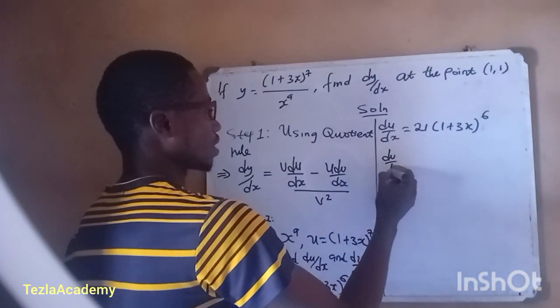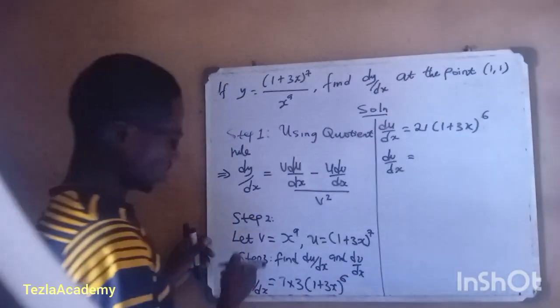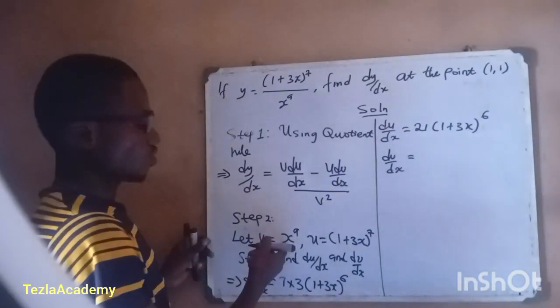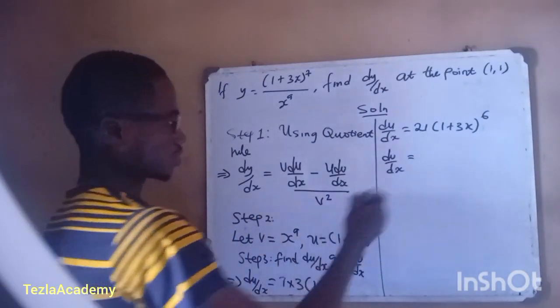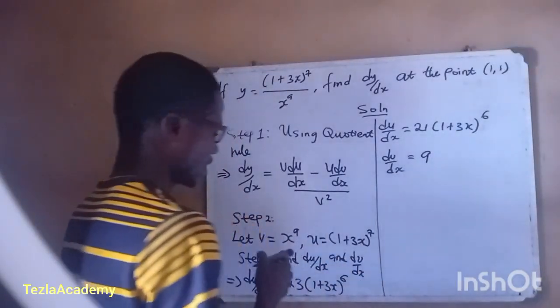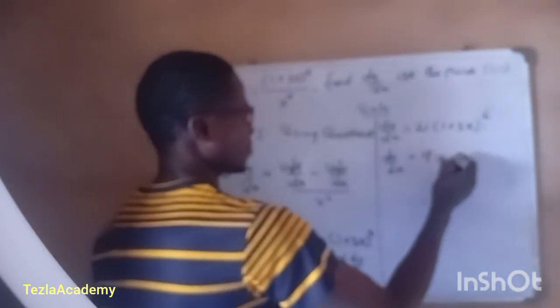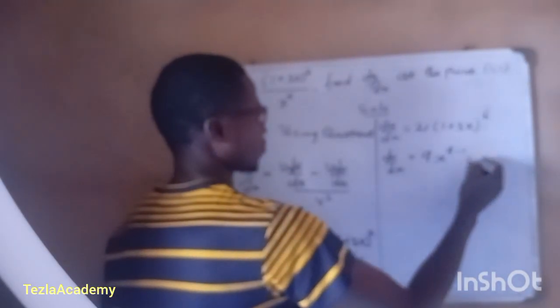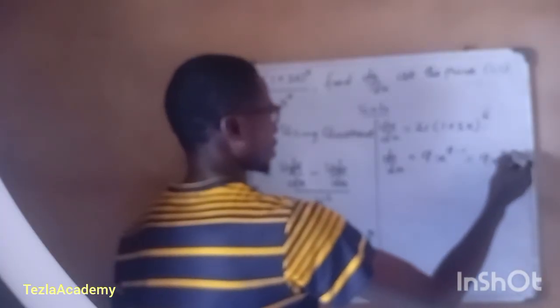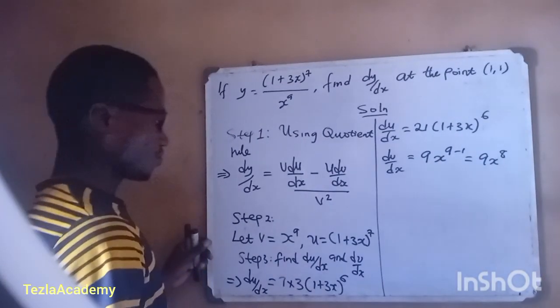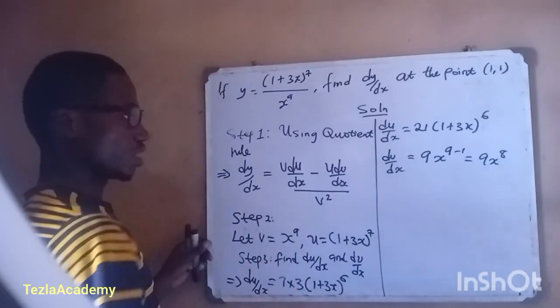So we now go further ahead to find our dv/dx. dv/dx is equal to, v is x raised to the power 9. So when 9 comes to the front, it becomes 9 times x, removing 1 from the 9, is equal to 9x to the power 8. So we now put everything we have here into this formula.